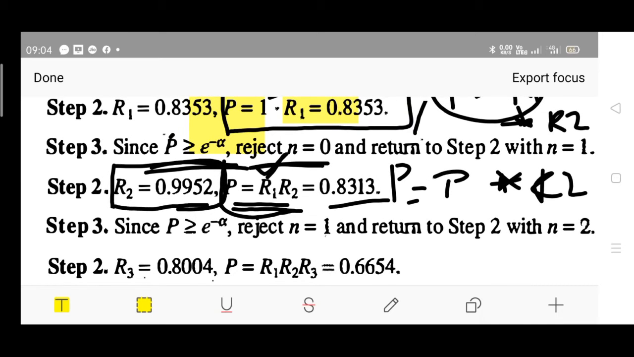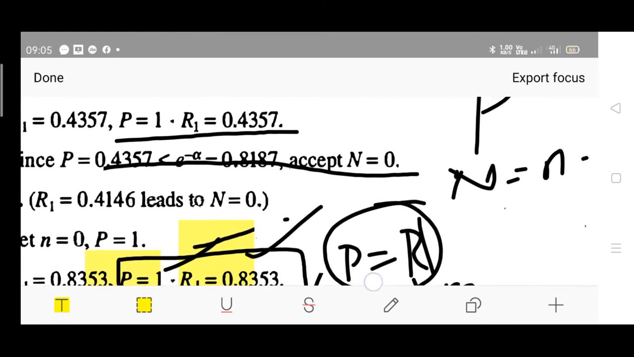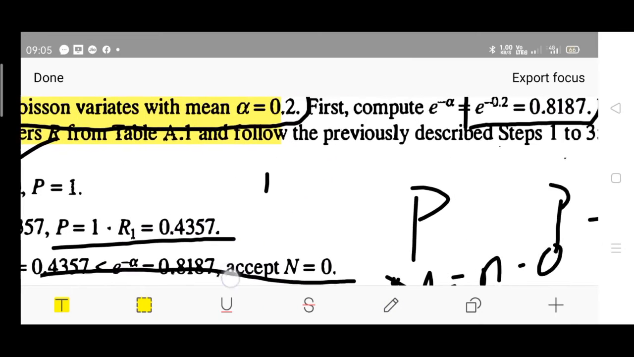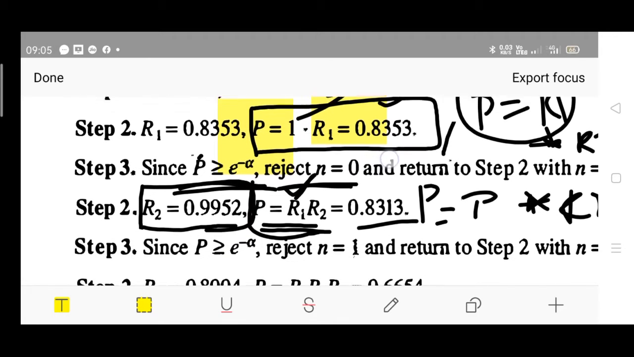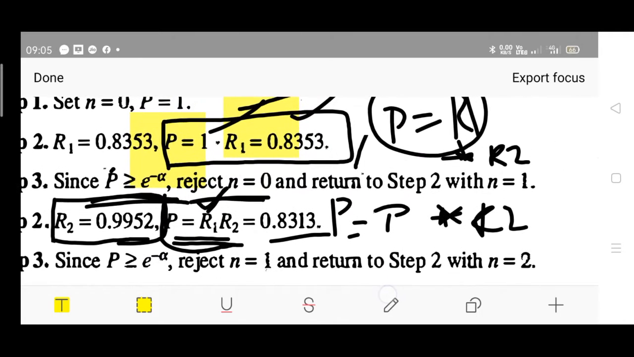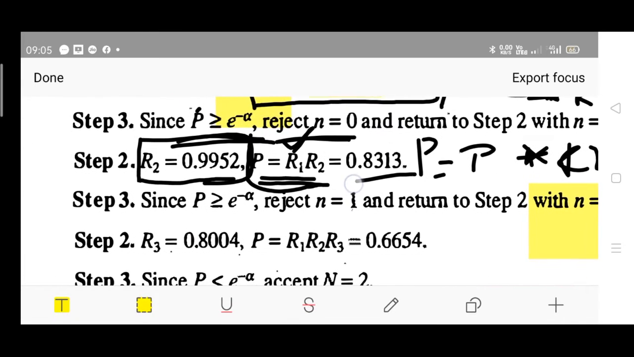Go to step 3. 0.8313 is greater than e to the power minus alpha. What is e to the power minus alpha? It is 0.8187, right? 0.8313 is greater than that value. Again, you have to reject for n equal to 1. Go back to step 2. Update the value of n. What is the new value of n? The new value of n will be n plus 1, that is 1 plus 1 equal to 2. Right? Please note down the things, okay?